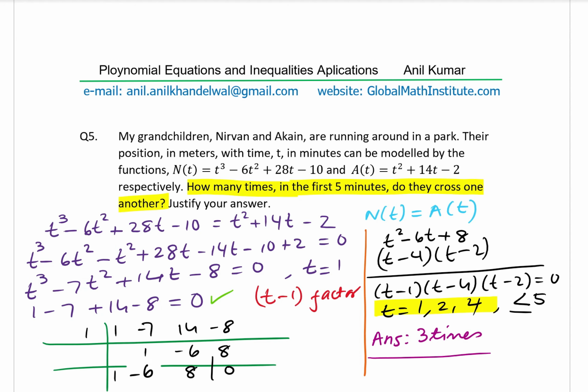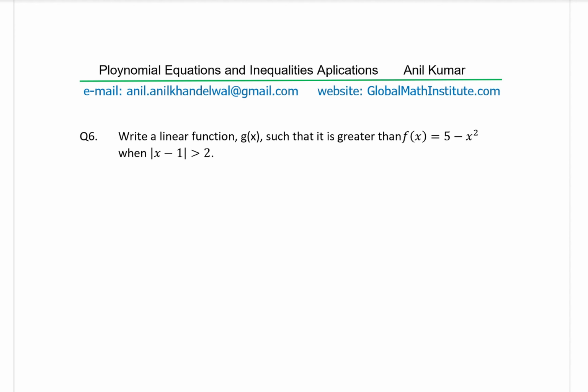Right? Those are the 3 times when they cross, after the first minute, second minute, and fourth minute. However, the answer should be that they cross 3 times. So 3 times they cross. Perfect. Let's move on to the next question, which is also the last question.